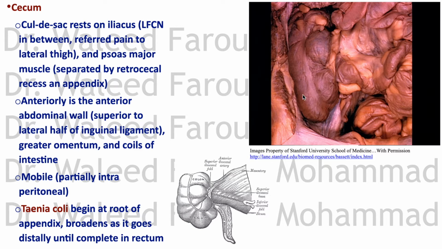Okay, these tinea coli, as I said, as you go distal, the bands broaden, get wider, and are widest at the sigmoid colon, and of course, they completely cover the intestine at the rectum to form the outer longitudinal layer of the rectum.